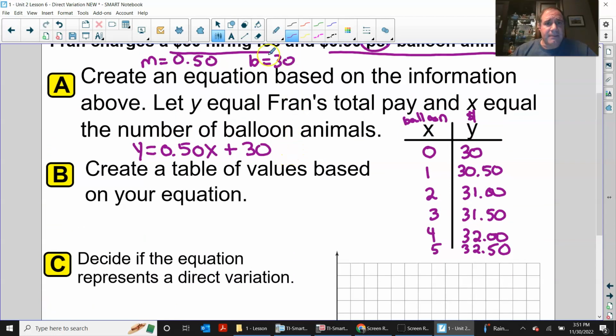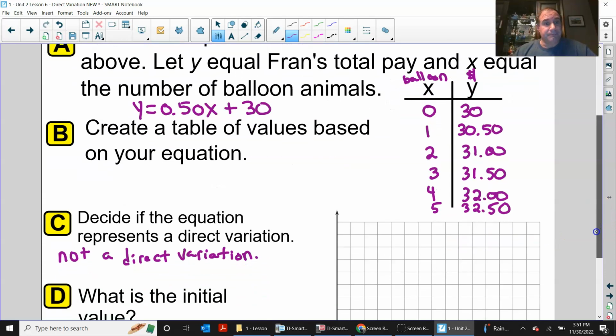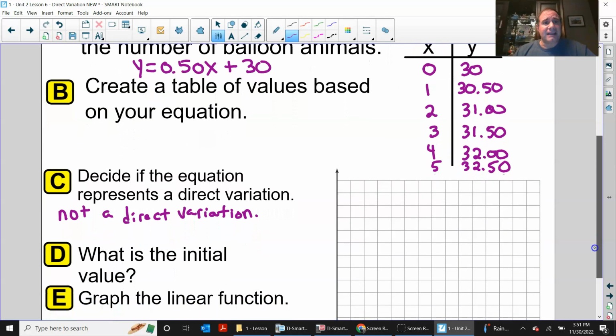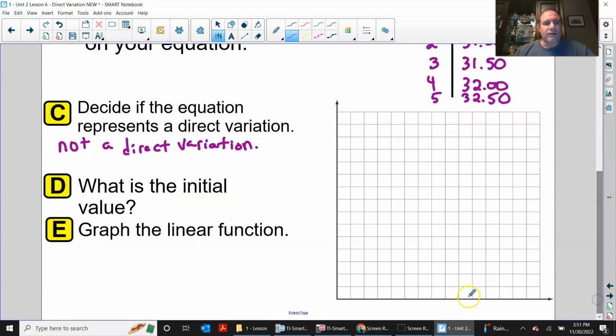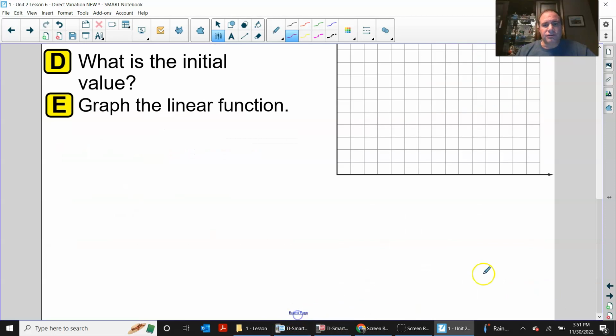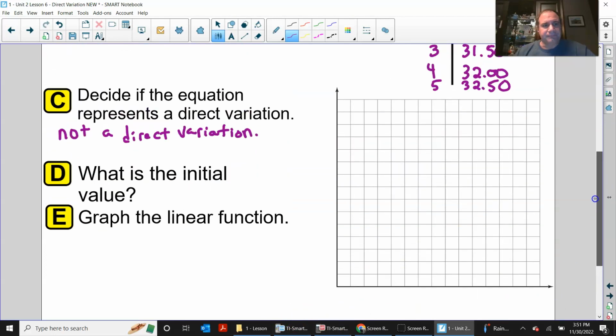I know that the M is 50 cents and the B is 30. It is not a direct variation. It does not go through 0, 0. The y-intercept is 30, so it's not a direct variation. No way, no. So y equals 0.50x plus 30. So we are going to put this into a graph.